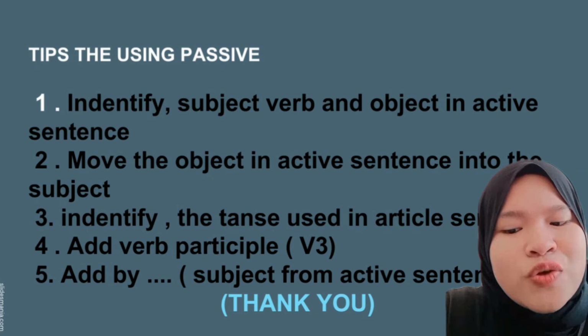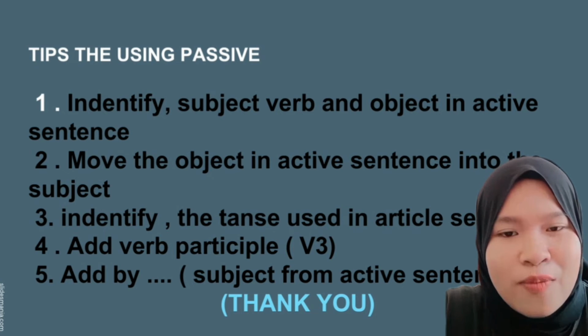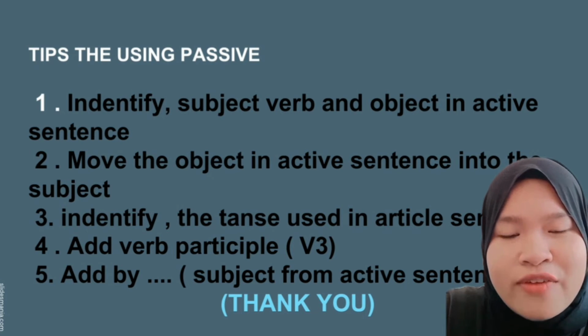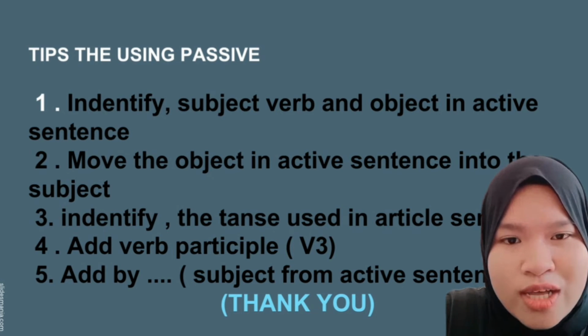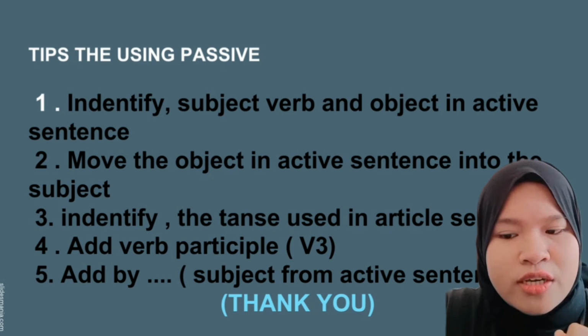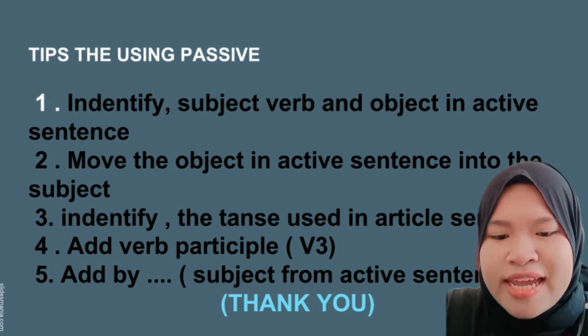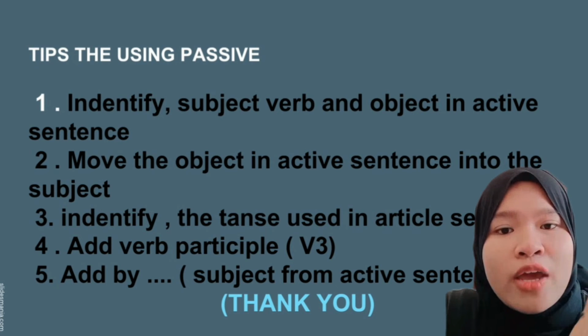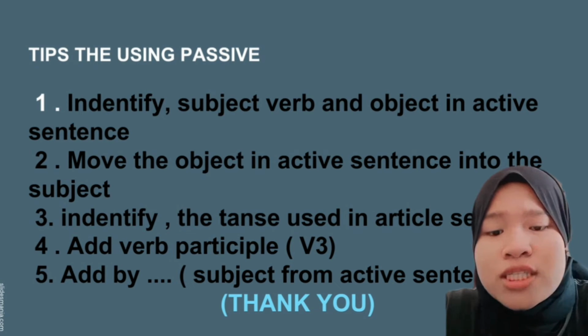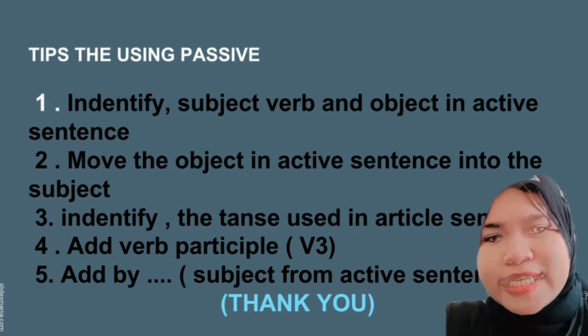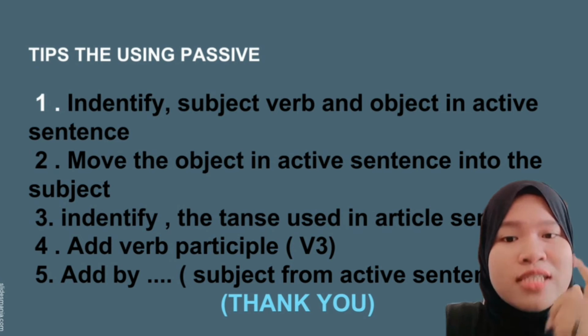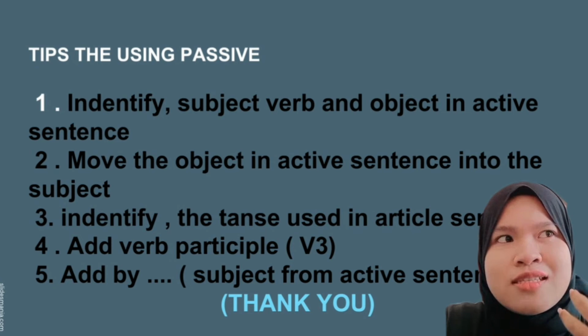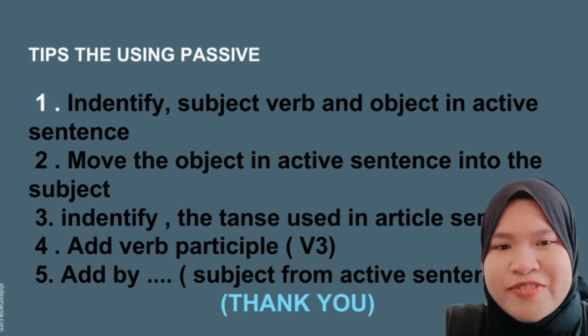For the present tense, you can use to be is or are. But for the past tense, you can use was or were. And the fourth, we add the verb 3. And the last one, you can add by who, like that, where the subject we change into the object of the passive sentence. So here are the tips on how you can use the passive sentence.